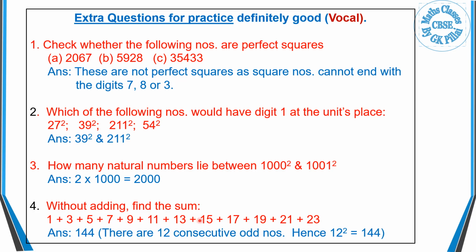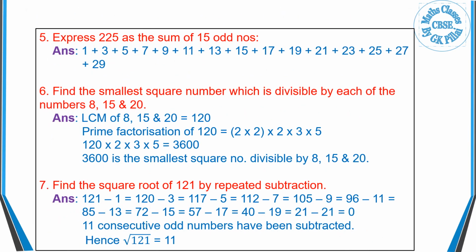Without adding, find the sum. Here you will find 12 odd numbers being added. So 12 squared, 144, will be the sum of these numbers. Express 225 as the sum of 15 odd numbers. It is almost the same sum. You keep on writing odd numbers from 1. When you reach 15, the sum will be 225 only.